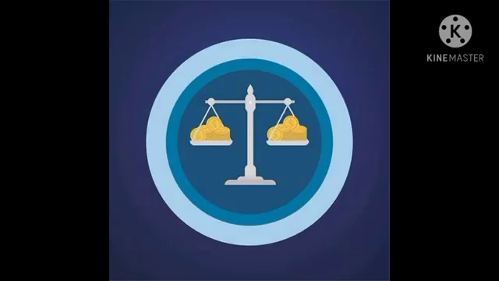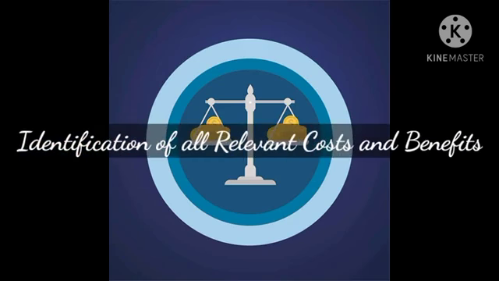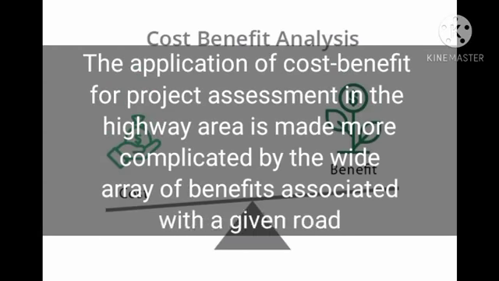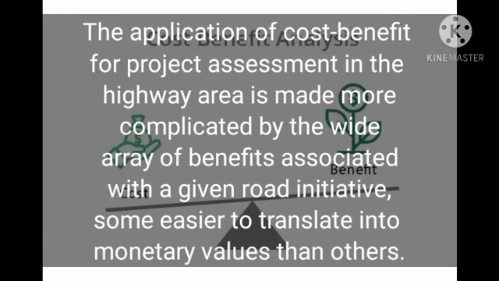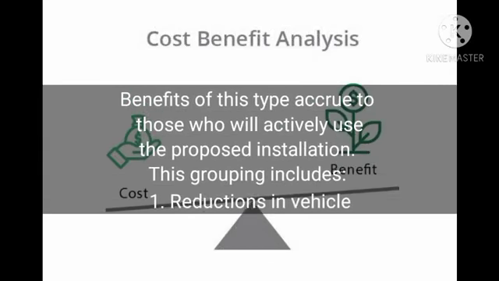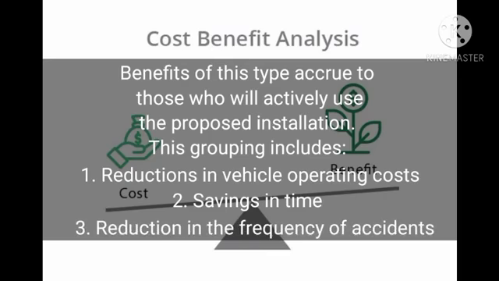Next to identification of main project option is identification of all relevant cost and benefits. The application of cost-benefit for project assessment in a highway area is made more complicated by the wide array of benefits associated with a given road initiative, some easier to translate into monetary values than others. The primary grouping that contains this type of economic gain is termed user benefits.